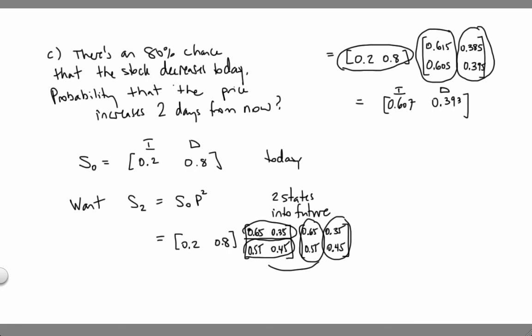So to answer the question, what's the probability that the price increases 2 days from now? Well, we make sure that we're looking at S2, which we are. This quantity here is giving us S2. And then to figure out the probability that it's increasing, we're just looking at the correct entry in the matrix. So that's our answer, 0.607, or you could say 60.7% probability that this stock is going to increase in price 2 days from now.